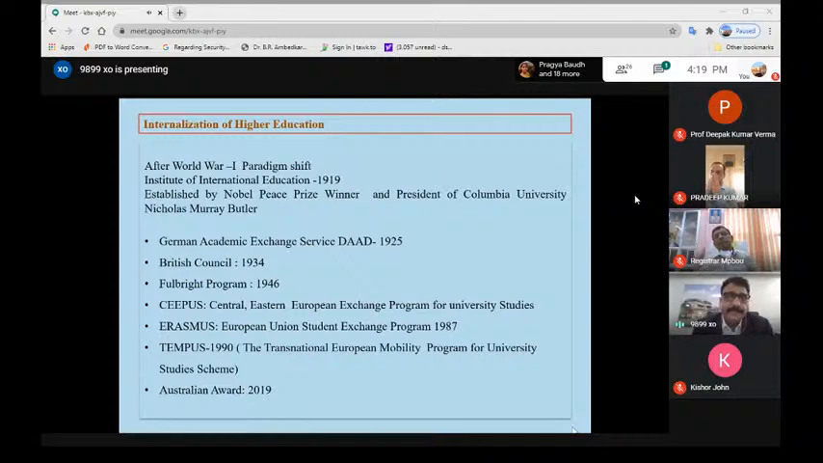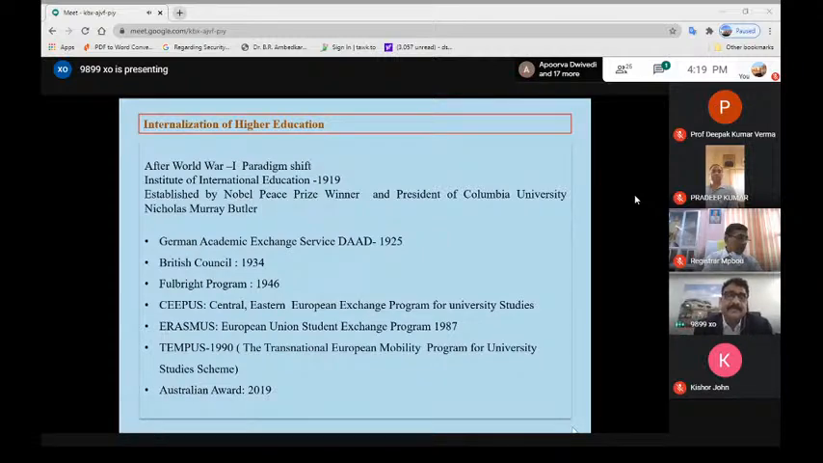Then CEEPUS, the Central European Exchange Program for University Studies, particularly in Europe, a scheme launched by Central and Eastern European universities. Then from the 80s onward, Erasmus Mundus, the European Union student exchange program, a very important program launched by the European Commission. And from 1987, thousands of Indian students, Southeast Asian students, or Asian students got the benefit of that fellowship.